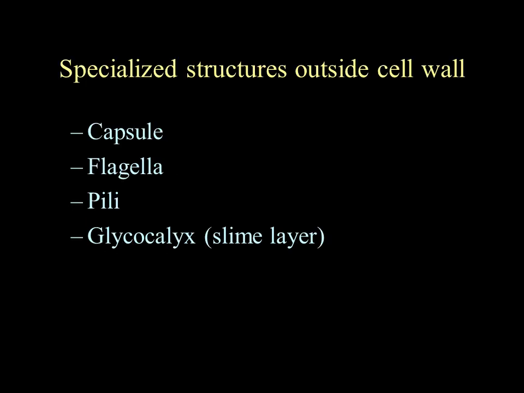So the cell wall is a multi-layered structure located external to the cell membrane, and it is the outermost component common.